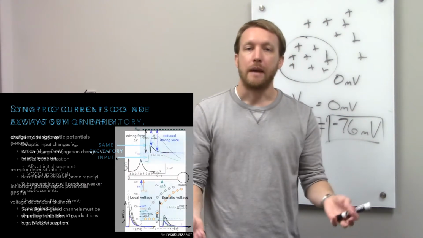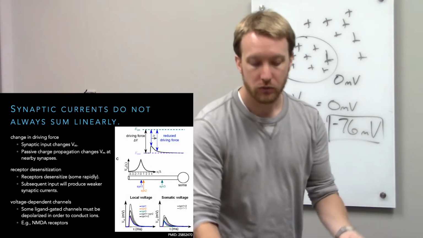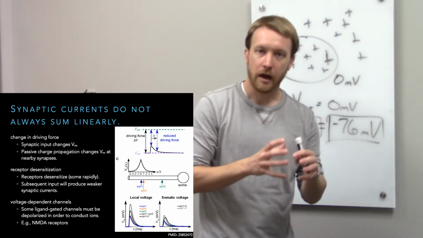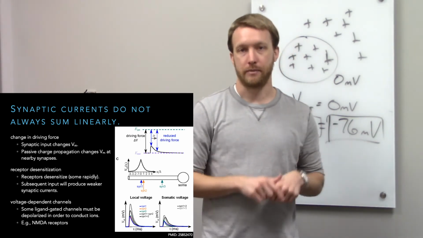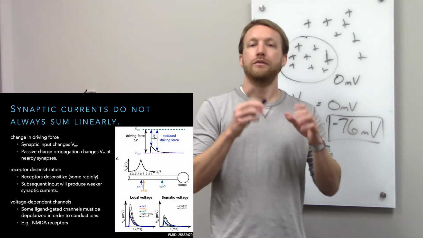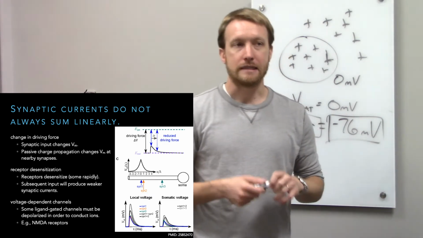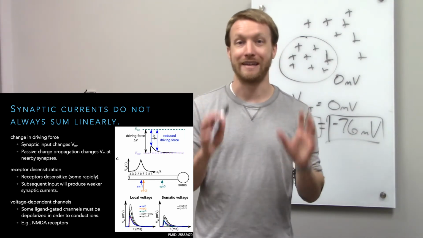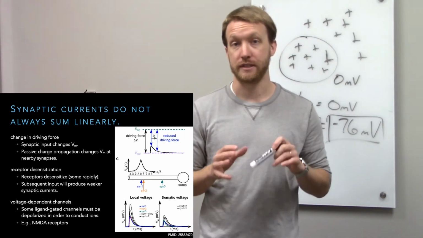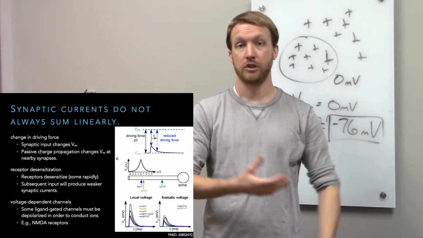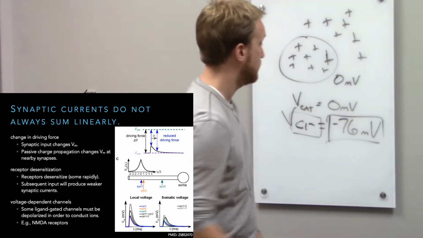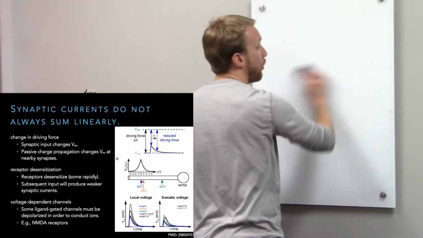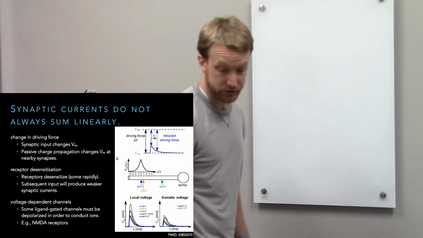Now, for our synaptic currents, we're summing up many individual single channel currents, but in the cell body, we're summing numerous synaptic currents. So, the summation of synaptic currents is not going to always work out in a linear fashion. That is, 1 plus 1 isn't always 2. In fact, it's almost never 2. So we can get what we call sublinear summation because of receptor desensitization or a change in driving force.